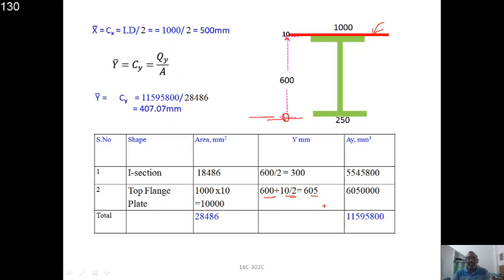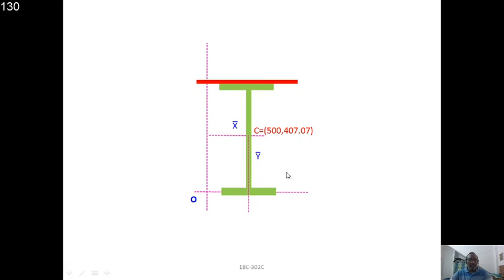Then obtain the product AY, which gives the first moment of area. We summate it, also summate the area, and substitute in the formula of Qy to get the y bar value. It gives 407.07. Then show the same in the final conclusion of the figure. So this is the centroid location to be shown in the structure.